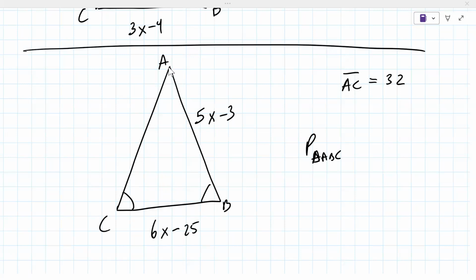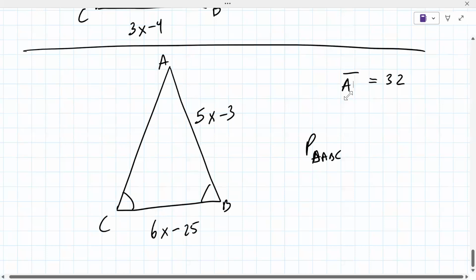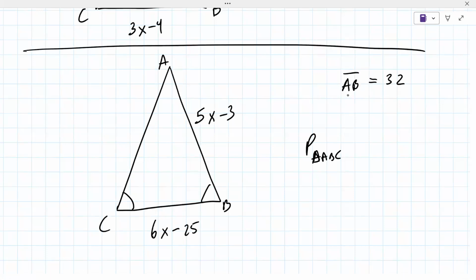But what do we know about isosceles triangles? If the angles are the same, the sides are equal. So what is AC as a variable expression? X equals 32. AC is 32. The length is 32. Yeah. So if I were to change one letter here, would you know what to do? Okay, well, AC is equal to AB, is equal to 32.